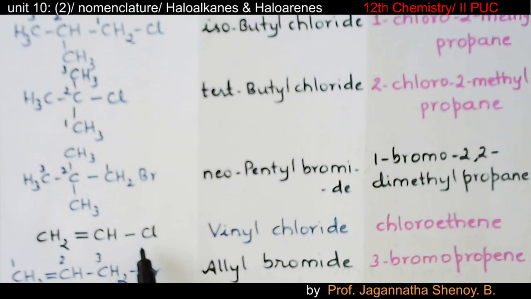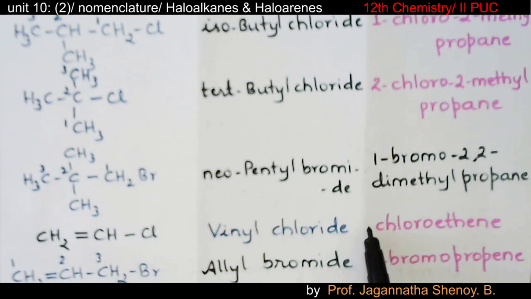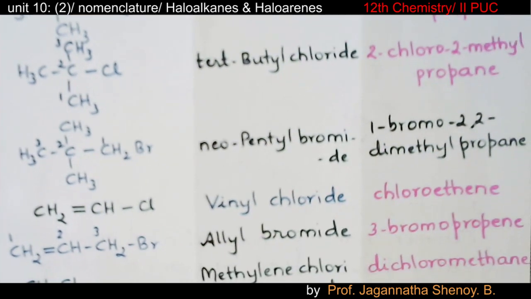IUPAC name must be a very simple one. On the first carbon atom, we have a chloro group and the parent hydrocarbon is ethene. So the IUPAC name of the compound is chloroethene. Even if you write or you do not write 1 here, it's fine. Moving over to the next example, which is important from the examination point of view.